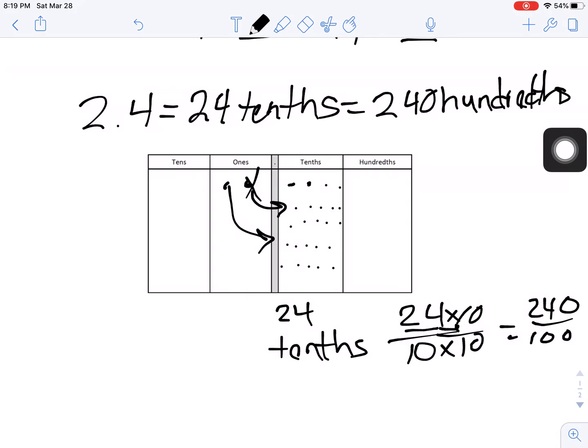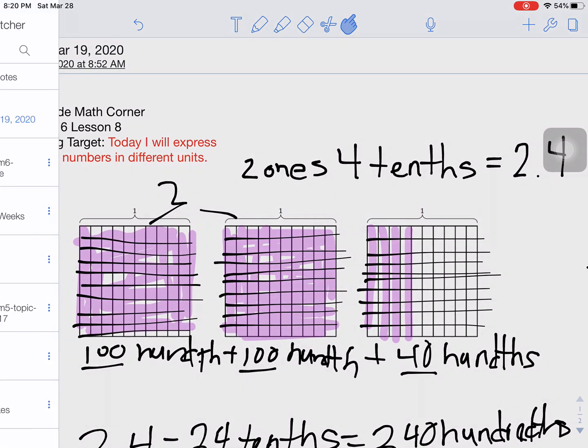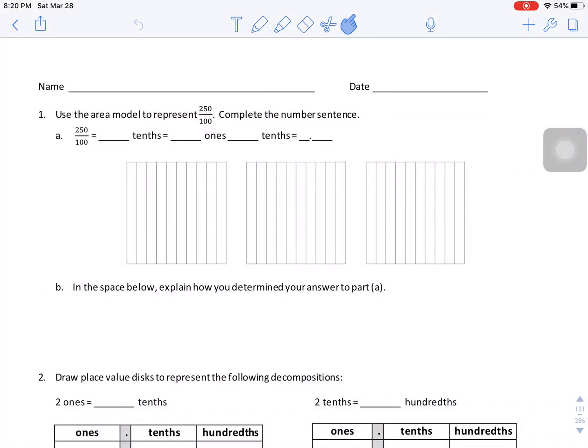So you could use a place value chart, multiplication, or area model to show this. Once you do a lot of practice, you'll get really good at it. And then you won't need them. On your problem set, you have a couple of different ways to practice. You will have the area models.